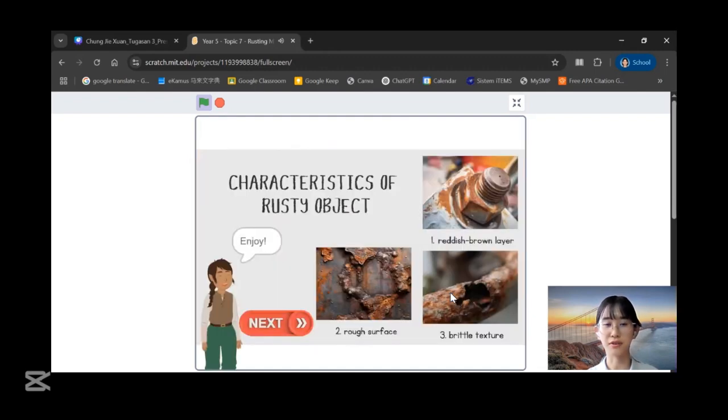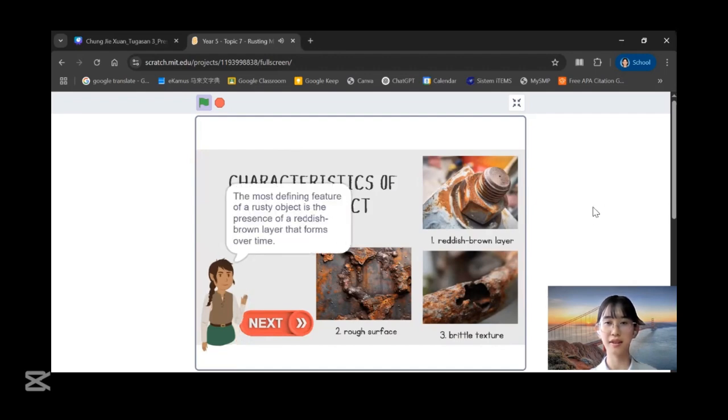Okay, and also scissors also rusty. Hi, it's me again. The most defining feature of a rusty object is the presence of a reddish-brown layer that forms over time. Besides that, rust can also create a rough texture on the surface of the object. Lastly, a rusty object will typically become brittle, meaning it can break easily compared to its original state. Let's press next to learn the next subtopic.